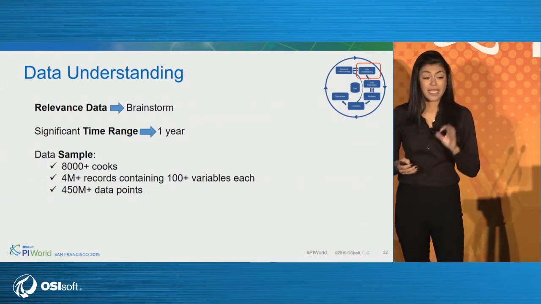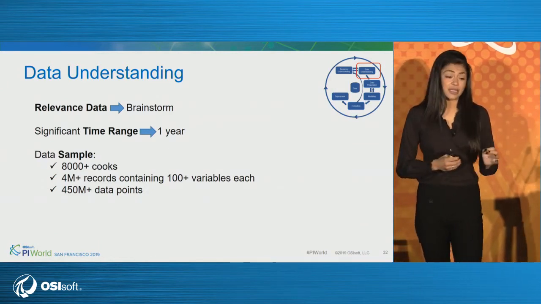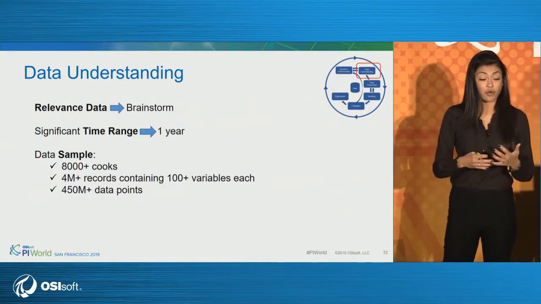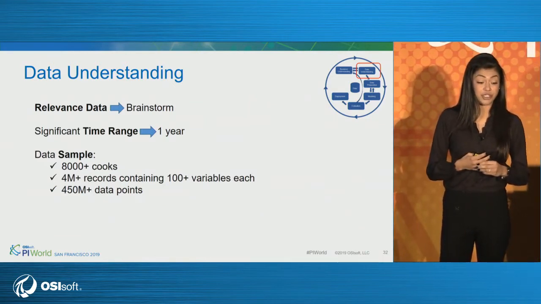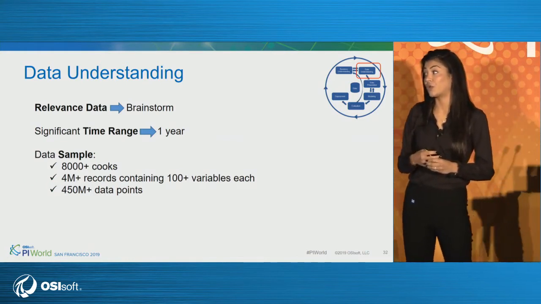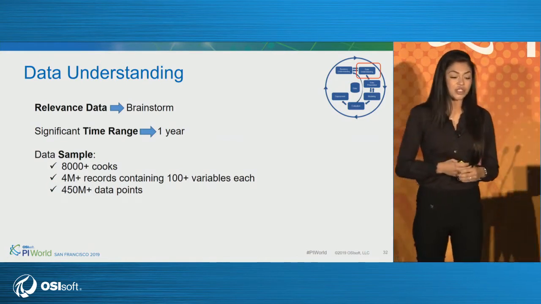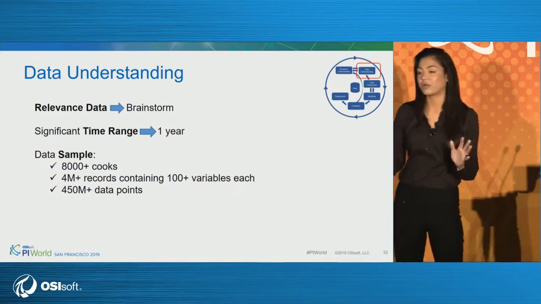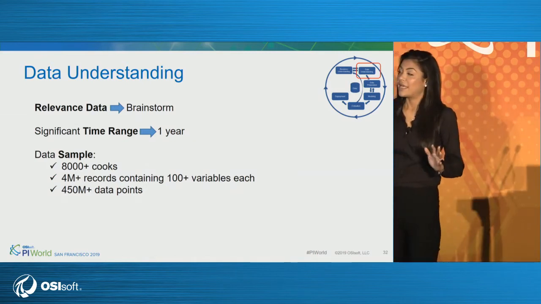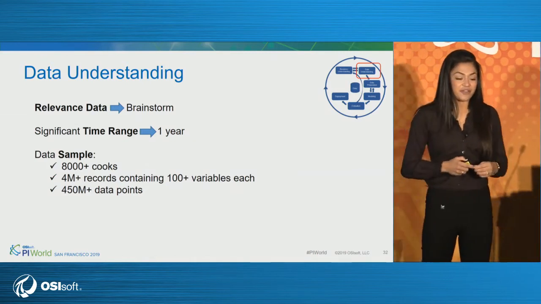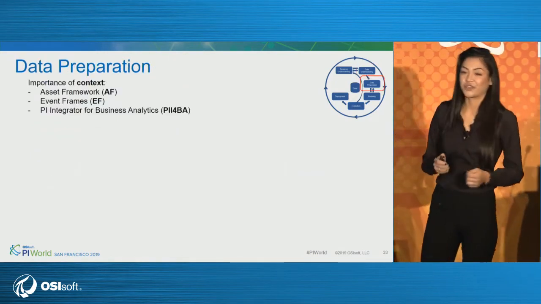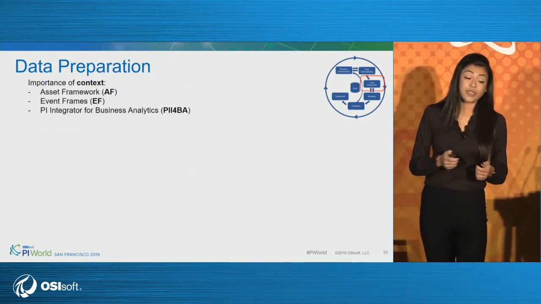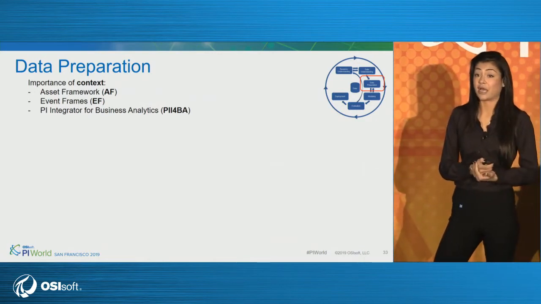In this particular case, they were analyzing 8,000 cooks, 4 million records with 100 variables plus each, and that accounted to a total of 450 million data points. So that's a lot of data. We talk a lot about big data. Especially when you have 450 million data points, I cannot emphasize enough the context, right? That's really where the PI system can come into place and help you.